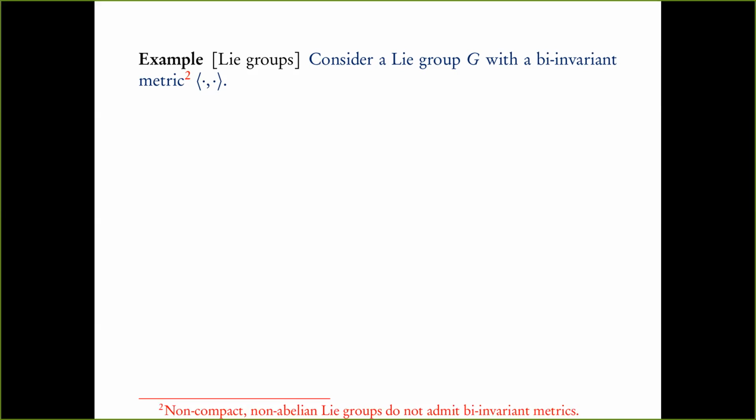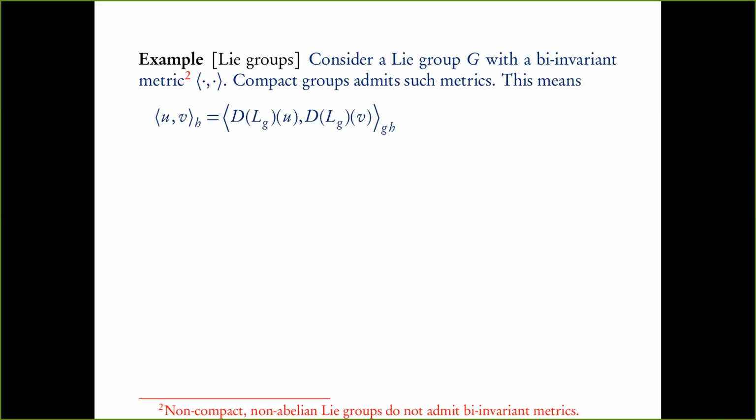And if you have abelian Lie groups, then they usually look like torus cross Rn, and they of course admit bi-invariant metrics. But non-compact, non-abelian Lie groups do not. Okay, so this is somewhat restrictive, but it's still nonetheless very useful. So yeah, compact groups admit such metrics.